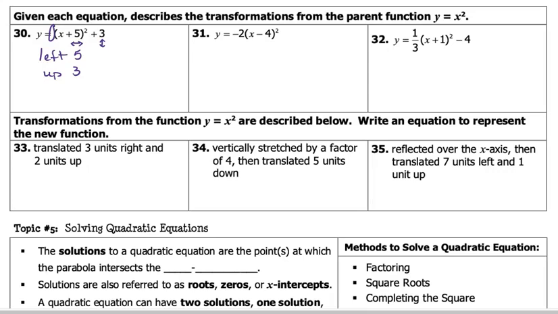So 31, y equals -2, I have x minus 4 inside. Now again, -4, I know that this means I'm going to the right 4. I don't have an up and down, but I do have this -2. The negative tells me it's going to reflect, so we can say it's going to reflect over the x-axis. And then the 2, that's larger than 1, anything bigger than the number 1 is going to be a vertical stretch. So we have a vertical stretch of 2.